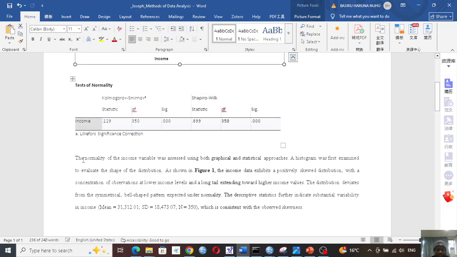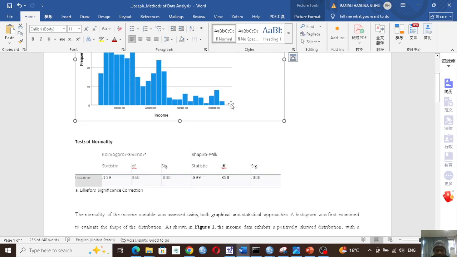So let's see. The normality of the income variable was assessed using both graphical and statistical approach. A histogram was first examined to evaluate the shape of the distribution as shown in figure 1. So this becomes our figure 1. The income data exhibits positively skewed distribution with a concentration of observation at a lower income levels and a long tail extending towards the higher income values. So we have our higher income. These are the lowest income, so it has high tail to this side.